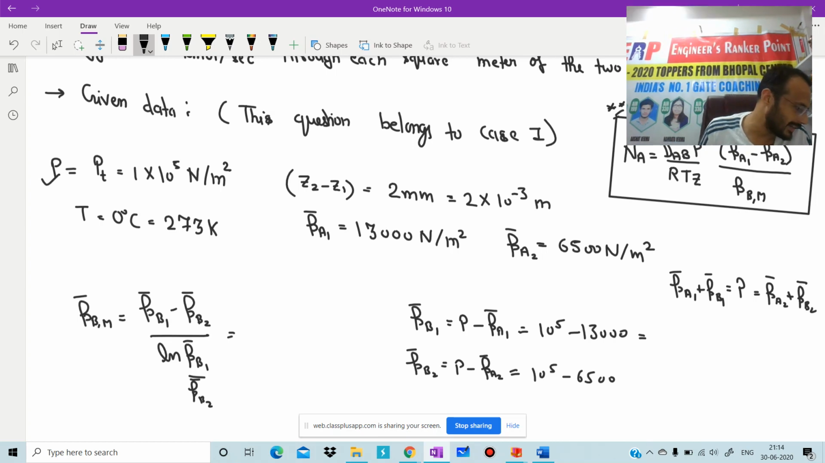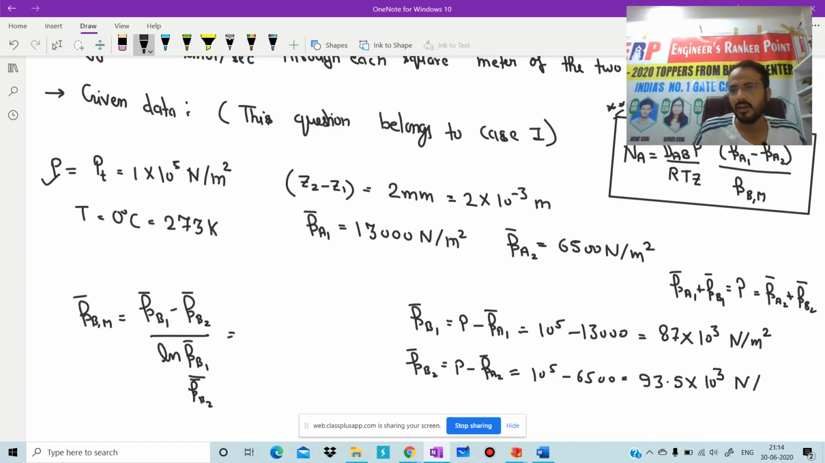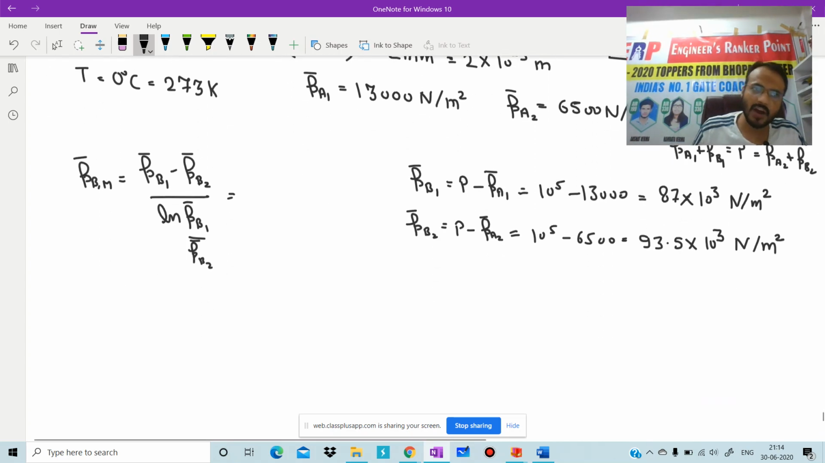After solving, we will get 87,000, that is 87 into 10 to the power 3. The unit will be Newton per meter square. In a similar way, after solving this one, you will get 93.5 into 10 to the power 3, and all have the same unit, Newton per meter square. Is there any rocket science? No. After putting all these values in this equation, what we will get?